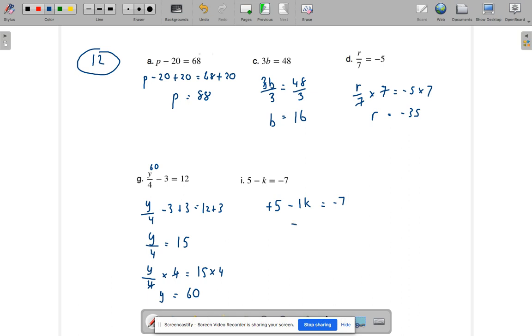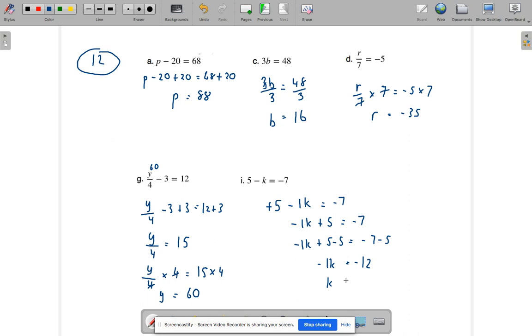So if I want to get rid of that plus 5, in fact, actually, I'll do another step first. I like to have the letter first, so I'm going to do that. I still haven't changed the question. All I've done is change the order of the left-hand side, and I can do that. Now it's something that's a bit more familiar to us. So I've got negative 1k plus 5 minus 5 equals negative 7 minus 5. So negative 1k equals negative 12.